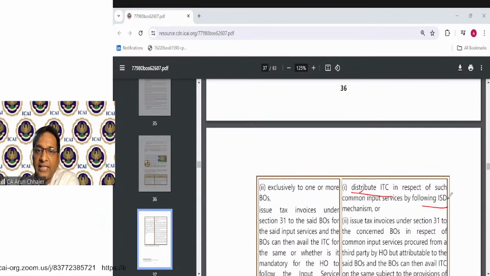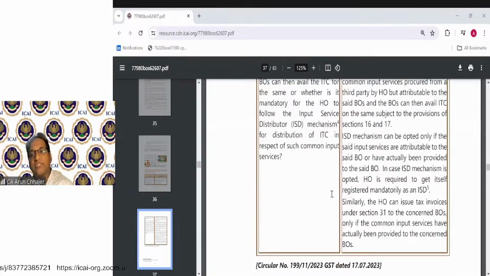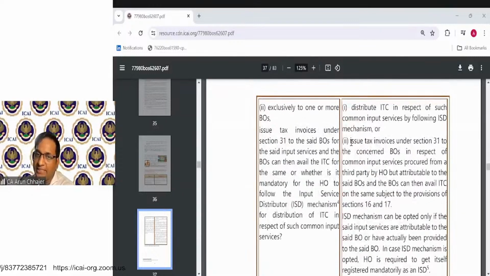Suppose one organization has taken the registration under ISD, obviously they can follow the concept of distribution of ITC through the ISD mechanism, no problem. And the second option is to issue the tax invoice under section 31. In common layman language, we are talking about the cross charge. Cross charge means raising the invoice by HO to one or more BO. So they can definitely take the ITC and distribute it either through the ISD mechanism or by raising the tax invoice also.